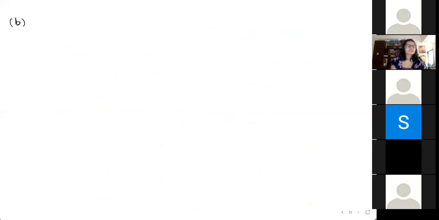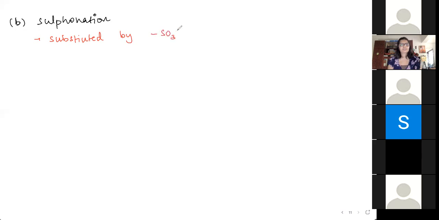Halogenation is when we substitute with halogens. Another equation we look at is sulfonation. What do you think sulfonation is? What group are we substituting now? Sulfur. So this is when hydrogen is substituted by an SO3H group.